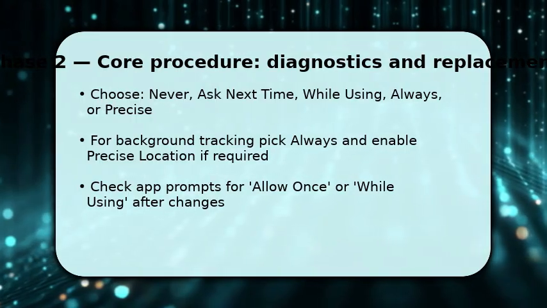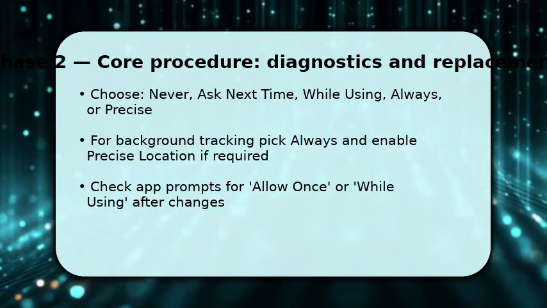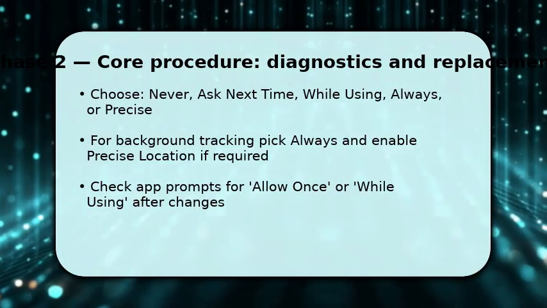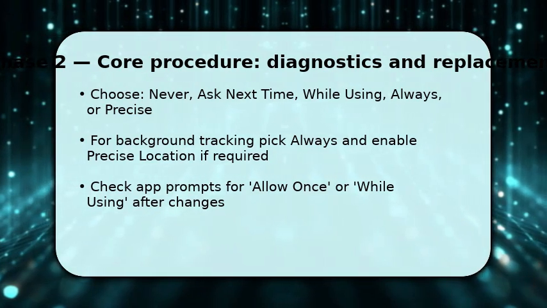If the app needs high accuracy, toggle precise location on. If privacy matters more, leave it off. Make sure to confirm any system prompts. They finalize the choice and inform the app.